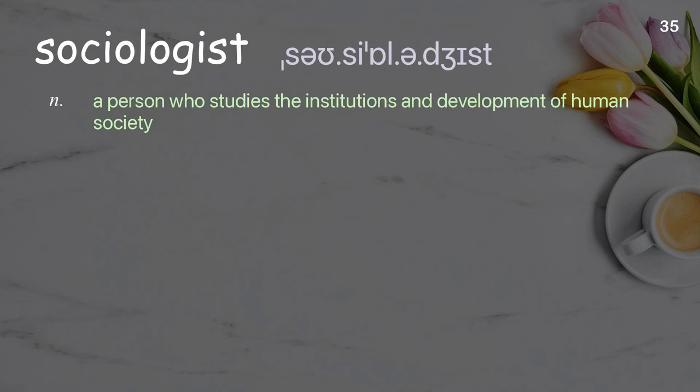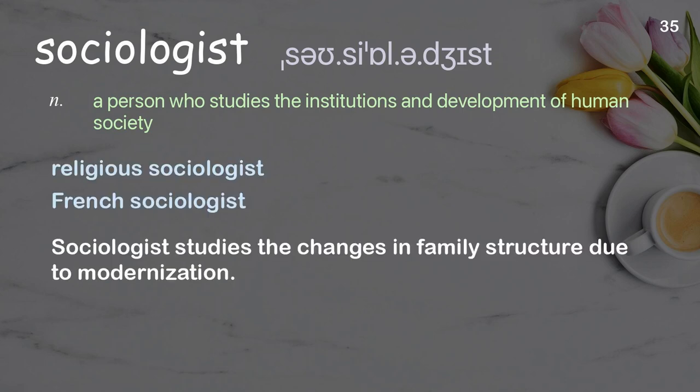Sociologist. A person who studies the institutions and development of human society. Examples. Religious sociologist. French sociologist. Sociologist studies the changes in family structure due to modernization.